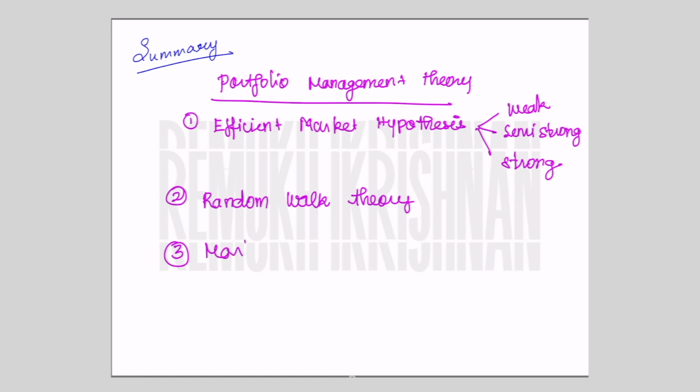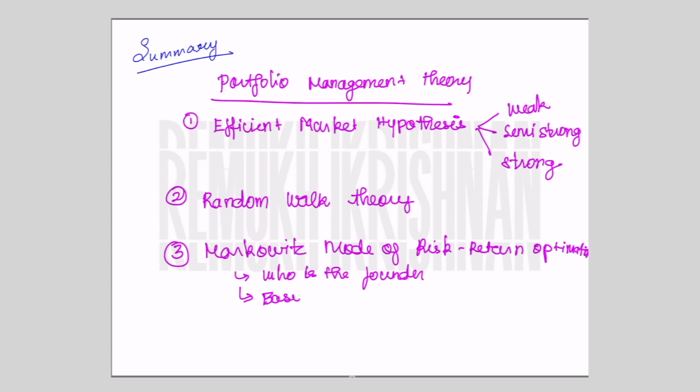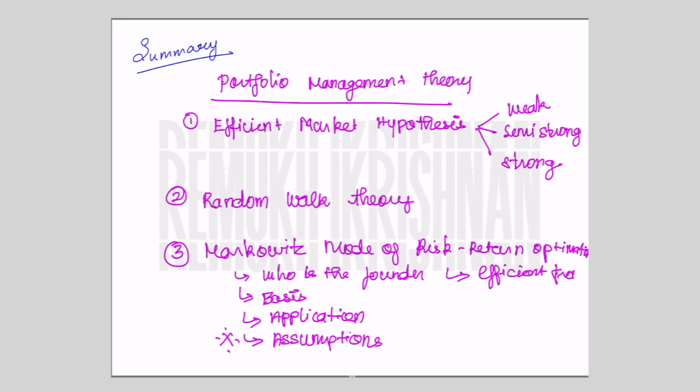Finally, we saw the Markowitz model of risk return optimization. Under this, we saw who is the founder of this model, the basis on which this model works, and the application: why we use this model and what we require out of this model is to select the optimum portfolio. And the assumptions. The assumptions are really important. And finally, we have the efficient frontier, which is a graph. Based upon this graph, we will decide which is our optimum portfolio, and this graph's variables are risk and return. And also we saw diversification.